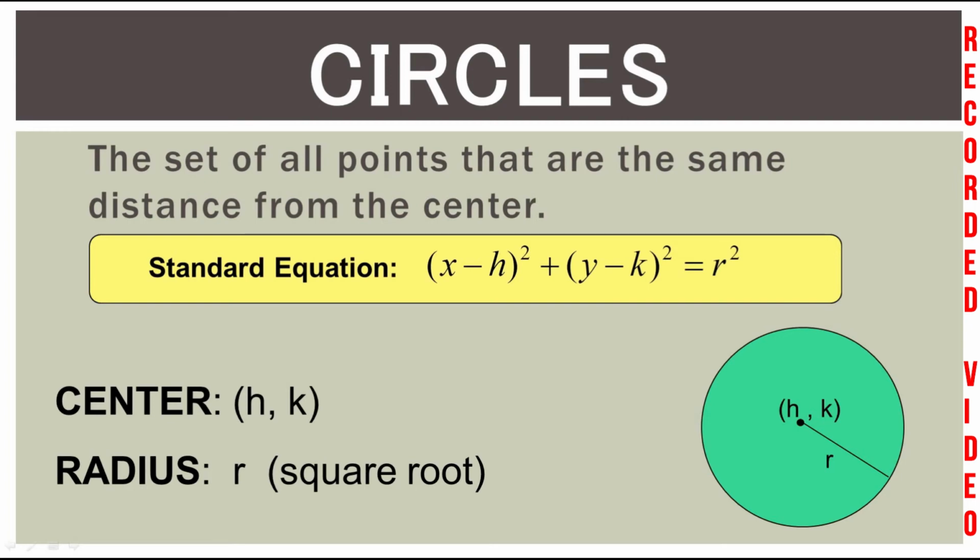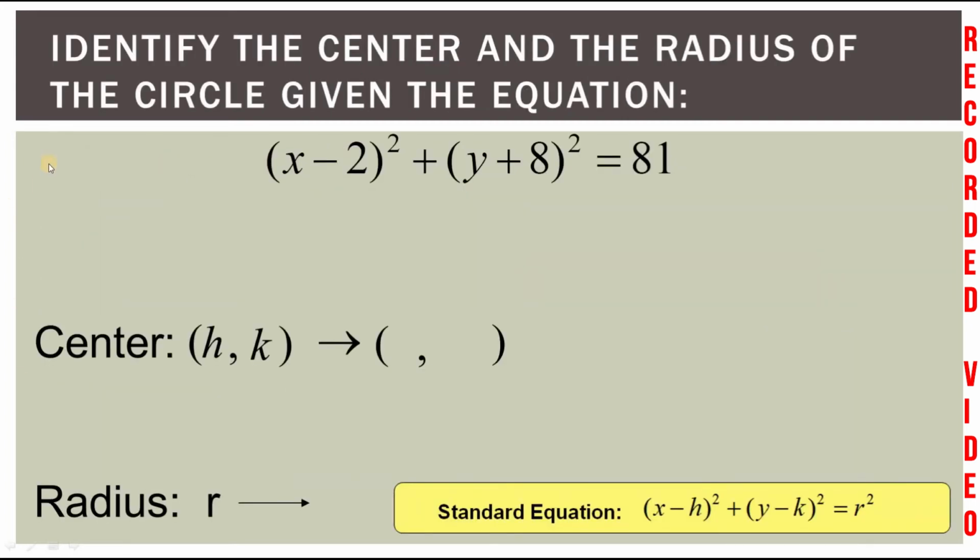Okay, so now let's proceed with our first example. Identify the center and the radius of the circle given the equation (x minus 2) squared plus (y plus 8) squared equals 81. So, from our standard equation, we can now identify the center given this equation. So, the center is represented by (h, k). What is our h? Our h is 2. And our k is 8.